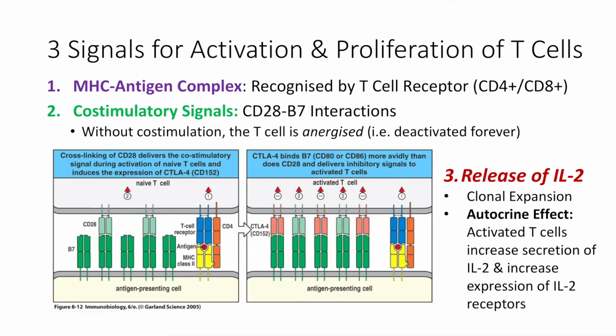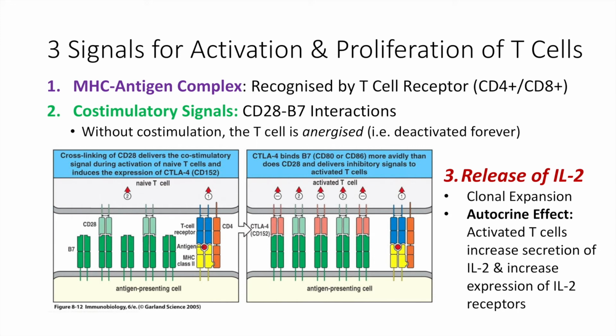So let's talk about the CD28-B7 interaction. What happens over here is that the binding between CD28 and B7 will result in a signal transduction event within the T cell that encourages its activation. At the same time, when it is activated, you will have a massive release of interleukin-2, and interleukin-2 receptor expression increases on the activated T cells as well. This allows for an autocrine effect that facilitates the clonal expansion of your T cell.